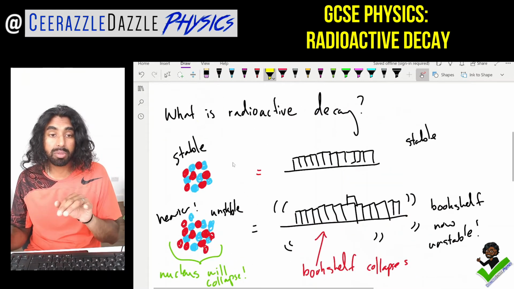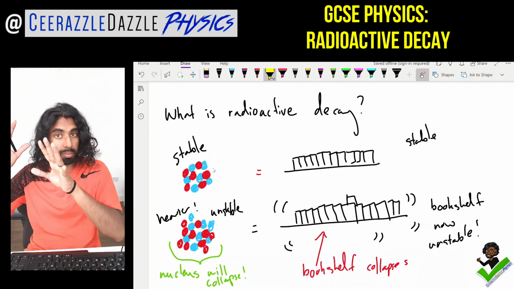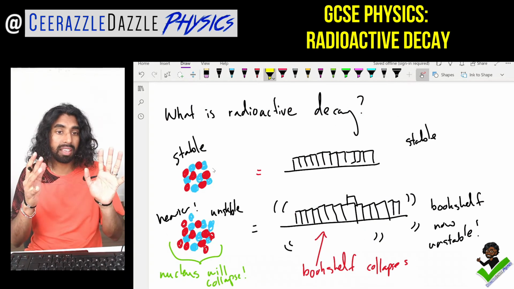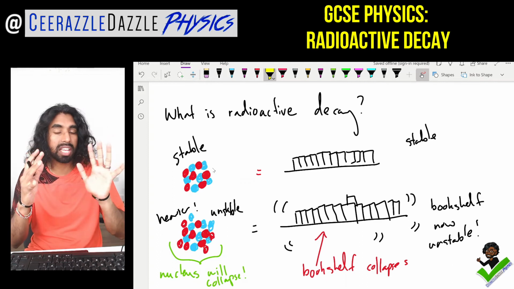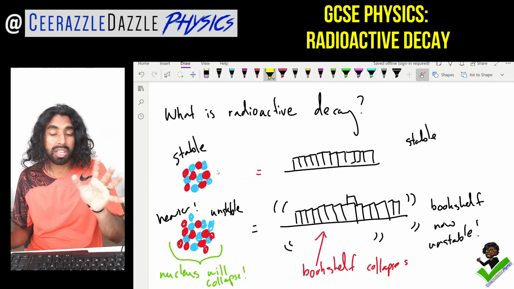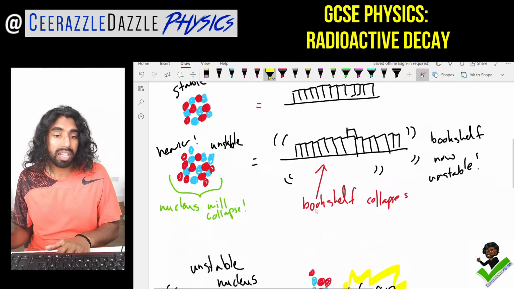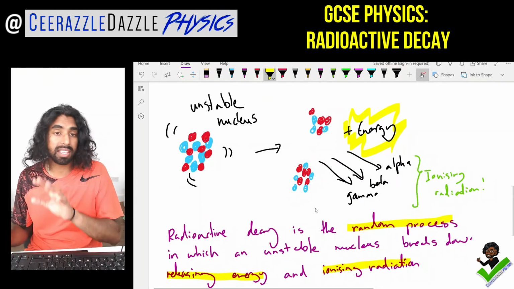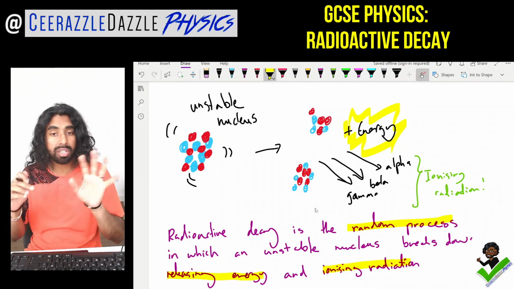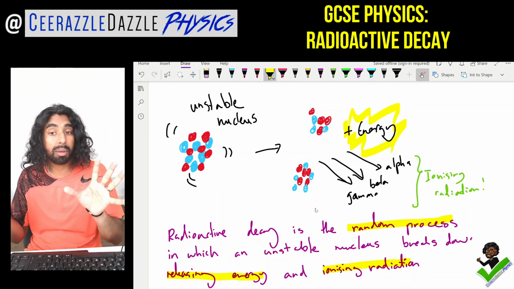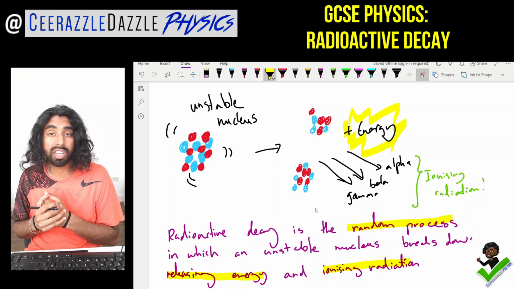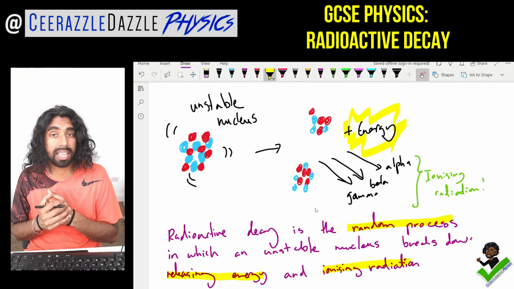We have nuclei which are stable, like a bookshelf with loads of books on it. But if the nucleus becomes unstable, maybe you've overloaded it too much, the bookshelf will collapse, and just like that, the nucleus will collapse as well. I've then drawn it again, showing that the nucleus will break down into two smaller pieces, and energy will come out, but also ionizing radiation in the form of alpha, beta, and gamma.